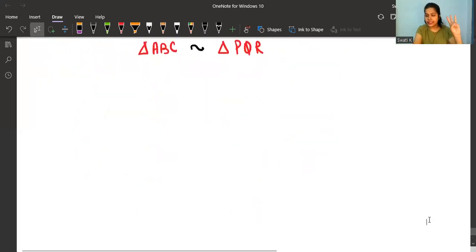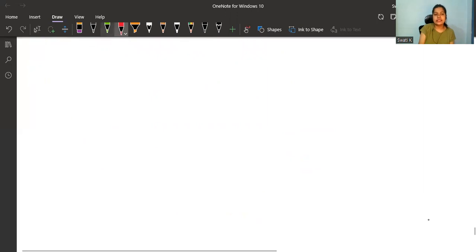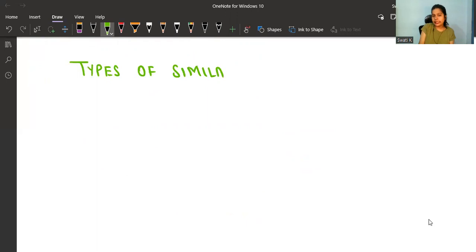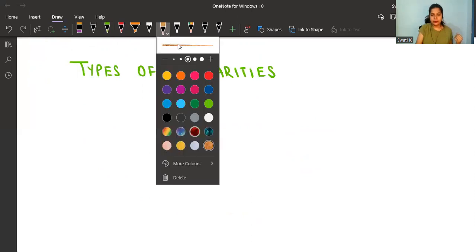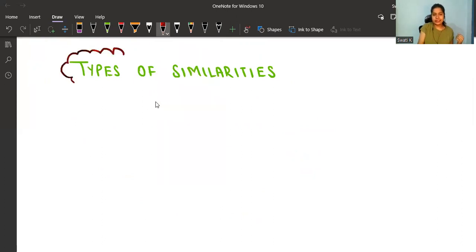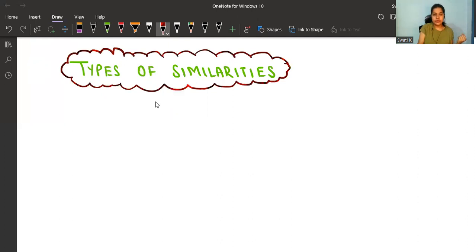Now let's talk about the types of the similarities of the triangles. Okay, there are only 3 types of similarities of the triangles. Let's discuss that as well. So this is basically our types of similarities of the triangle. Let's write down all the types first and then we will discuss it in detail. So there are 3 types of similarities, as I already said. The names are these. So the first one is angle, angle, angle.